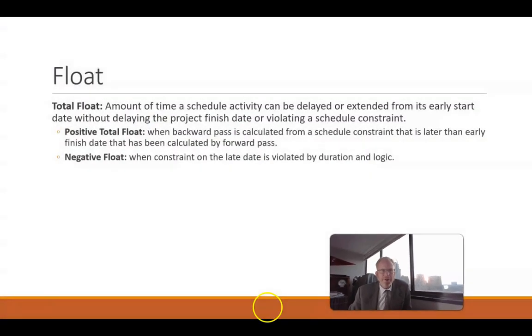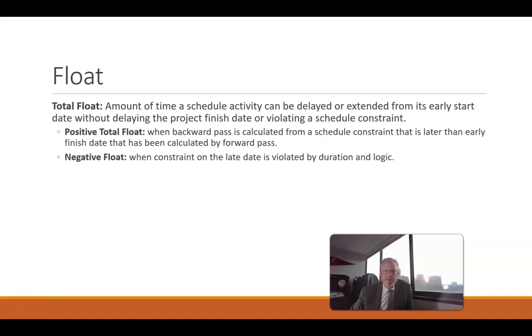Let's master float first. So positive total float means we take a look at the project end date. We calculate all of the activities that are required for that. We look at the dependencies across those activities. And we have extra days available to us before the project needs to be delivered. So that would be positive total float.